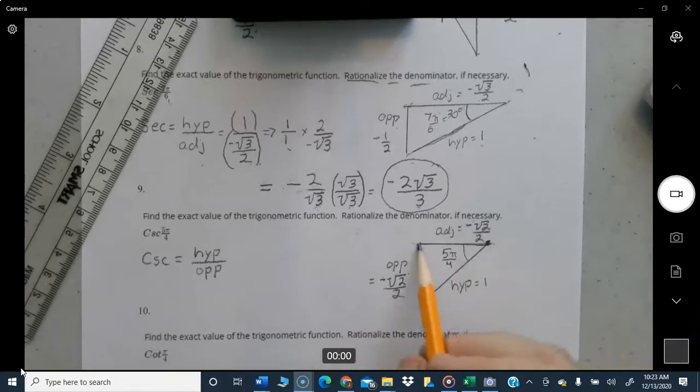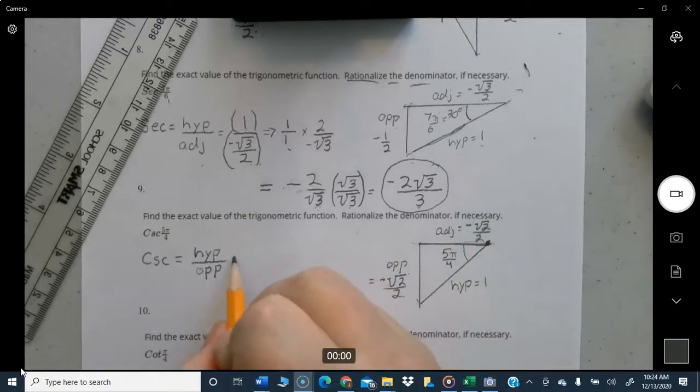So this side is negative square root of 2 over 2, and this side is negative square root of 2 over 2. All right, so what are they asking for? The cosecant is hypotenuse over opposite. It's this over this one. We don't really care about this one in this particular problem. So that's going to equal 1 over.